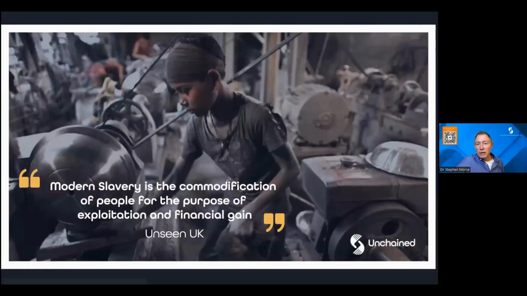And that really points to the dynamic of modern slavery. According to Unseen UK, modern slavery is the commodification of people for the purpose of exploitation and financial gain. And in this global economy and this world of consumerism, where we have the tendency to commodify everything, including the value of people, that can actually then lead to situations where we devalue people in order to secure our own financial freedom, our own financial security. And so this commodification of people for exploitation and financial gain is really a very key summary of what we're looking at in terms of what is modern slavery.